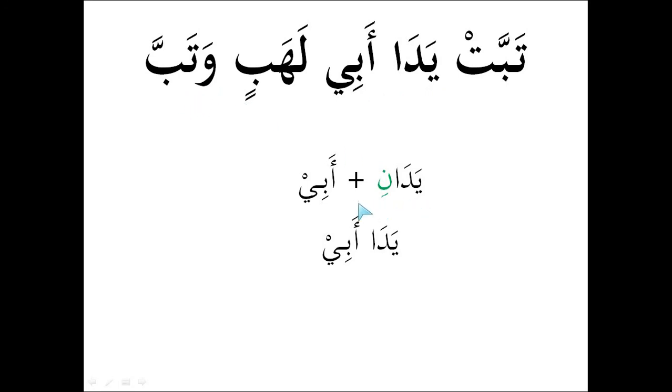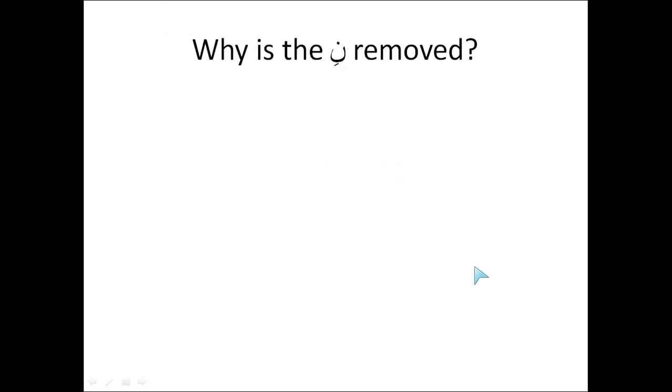So yadan plus abi, the noon disappears, and we are left with yada abi. The alif, which has a sukoon, is followed by a hamza with a haraka, so we don't need to apply any voweling to it. Hence we read it as yada abi.